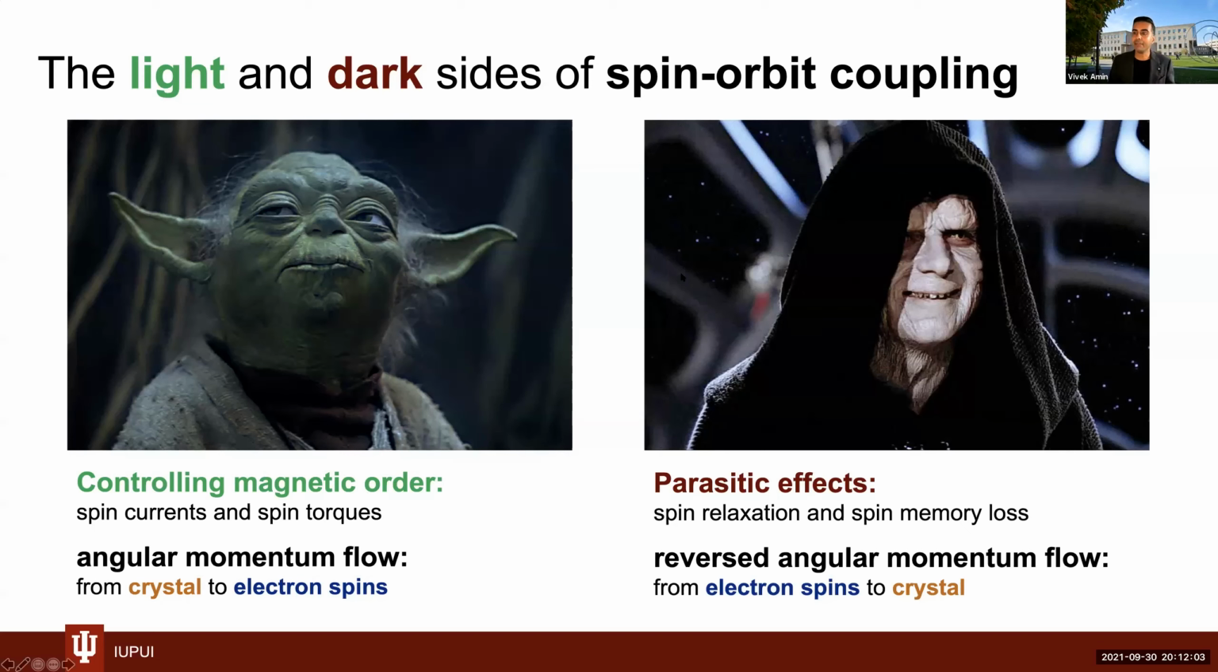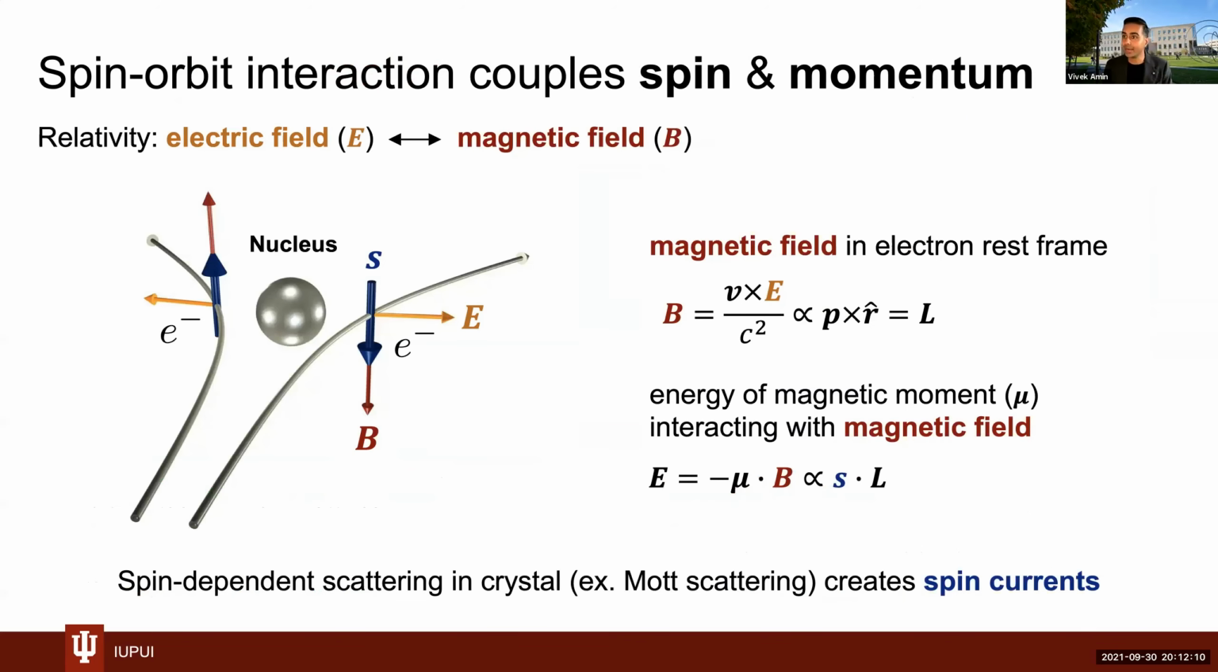I've been talking for a while about spin-orbit coupling in this very general sense, so it's good to give a little bit of an overview of what it is for those of you who aren't familiar with the interaction. Spin-orbit coupling is exactly what it sounds like. It's an interaction between spin and orbital angular momentum, but how does it come about?